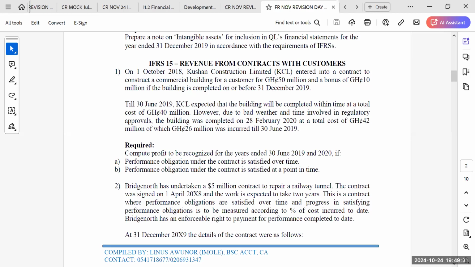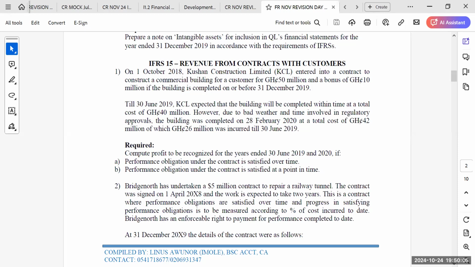entered into the contract to construct a commercial building for a customer for 50 million and a bonus of 10 million if the building is completed on or before 31 December 2019. Okay, what you do is, if you come to the bonus here, at the inception of the contract, are we expecting that the building will be completed before that time?